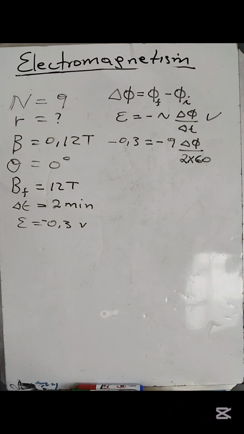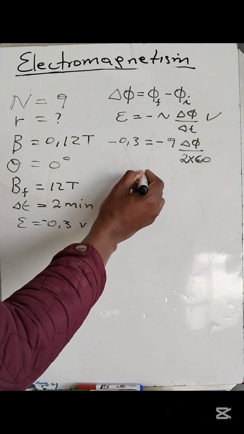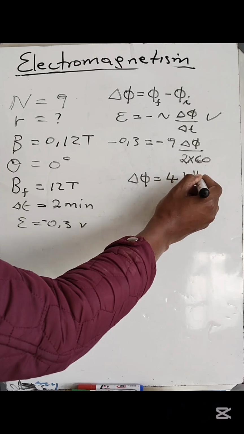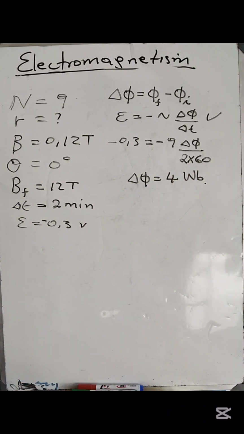So negative 0.3 times 2 times 60, we cross multiply. Then I divide by negative 9 on both sides. Then the answer is 4. So the change in magnetic flux is 4 Webers. Then we're done with that question.